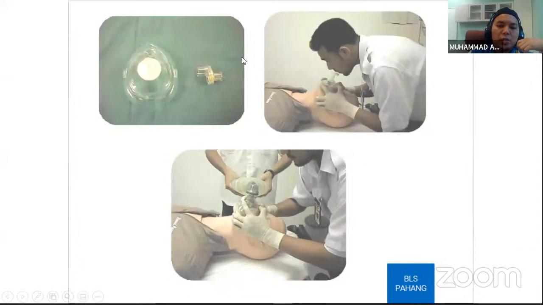Okay, this one is kita punya one of the device that we have, a face mask, right? So currently we are not advising this one at this moment because of the COVID-19. Use bag valve mask only, right?